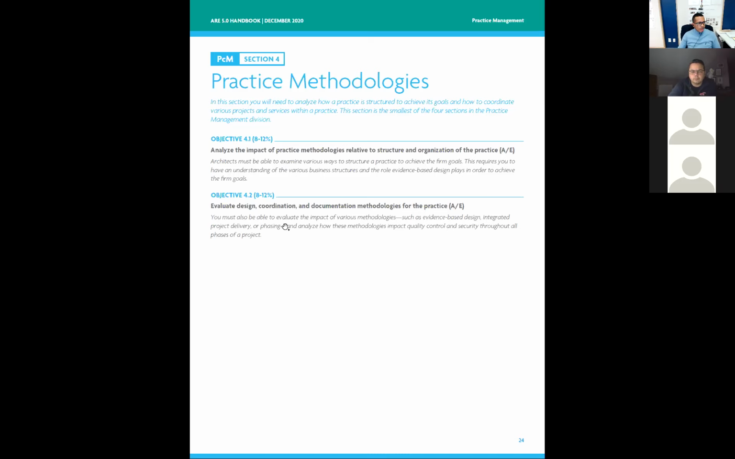So you must be able to evaluate the impact of various methodologies, such as, like I said, evidence-based design and integrated project delivery. I don't know if you've heard of IPD. It's kind of quiet now. It's relatively new. It had a boom, and then I don't hear much about IPD anymore. Maybe the work that we do doesn't lend itself to that. And analyze how these methodologies impact quality control and security throughout all phases of the project.